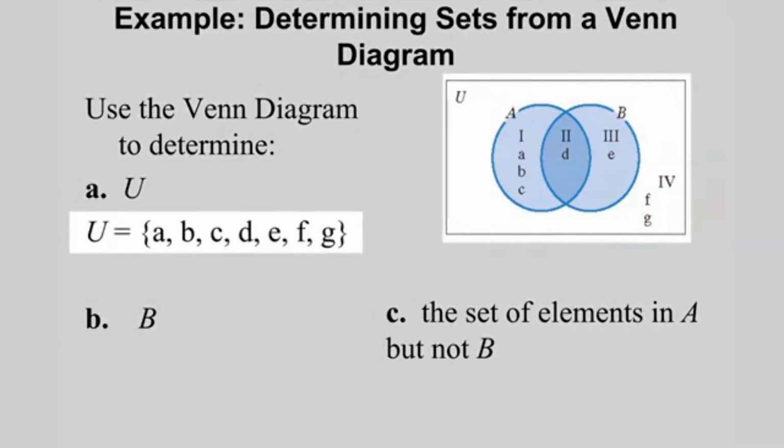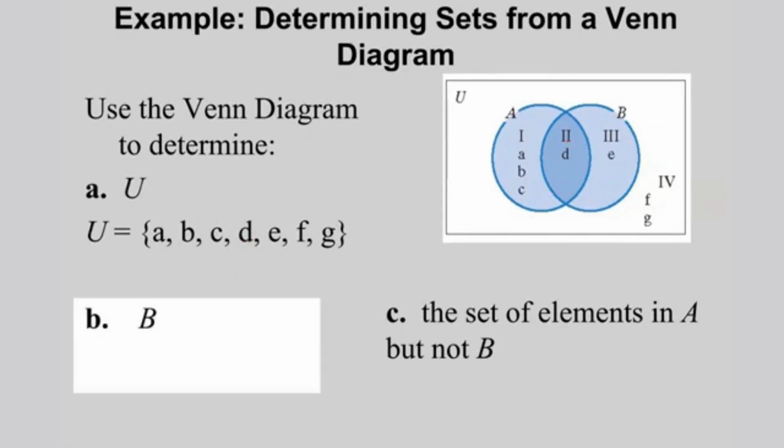This will be A, B, C, and then D, E, F, G. These Roman numerals here are just used to denote the number of the region. For region I, you have A, B, and C. So that's how you got A, B, and C. And then for the next region, you have element D, and then E, and then F and G. Therefore, set B contains regions 2 and 3. So that contains elements D and E.